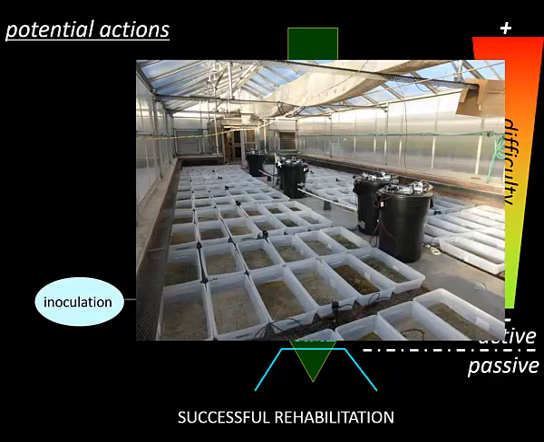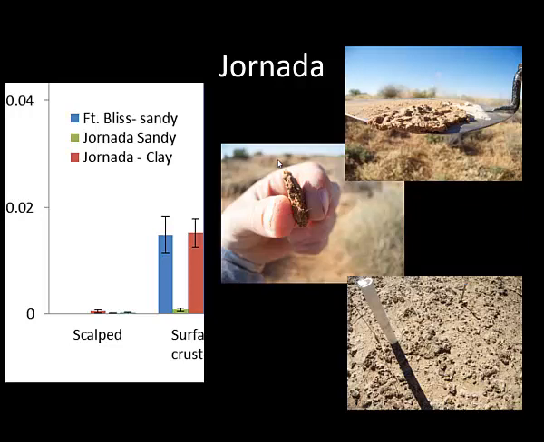Okay, so I want to move south and go to Jornada. I just want to really quickly show you these two bars. This is the Fort Bliss sandy site. This is the Jornada clay site. The green one in the middle is our Jornada sandy site. Turns out when we went down to set up our biocrust plots, there's no biocrust to be found. And so in partnership with Fort Bliss, which is actually very much the same ecosystem, the same parent material, the same plant communities, we harvested biocrust from there. You can see what they look like.